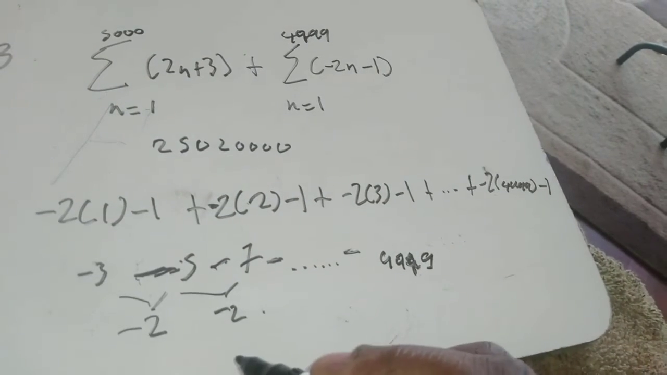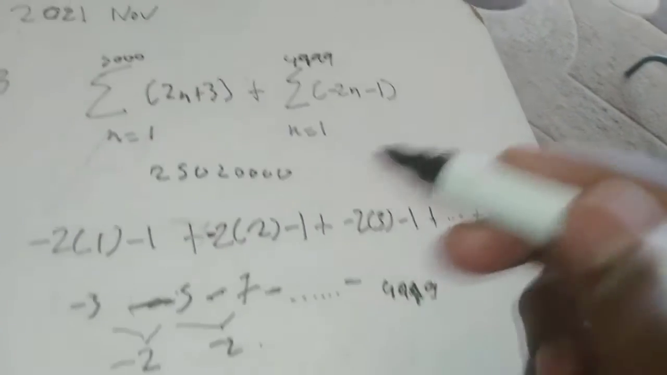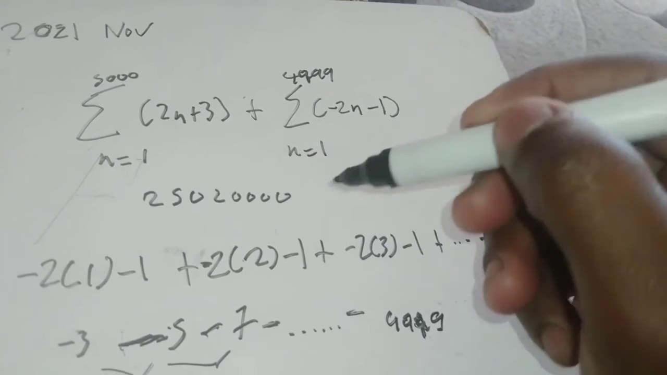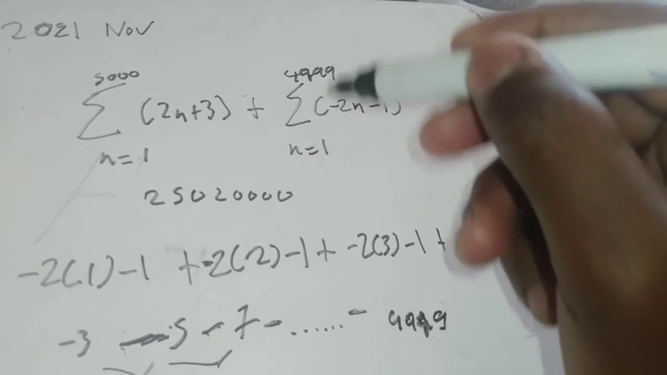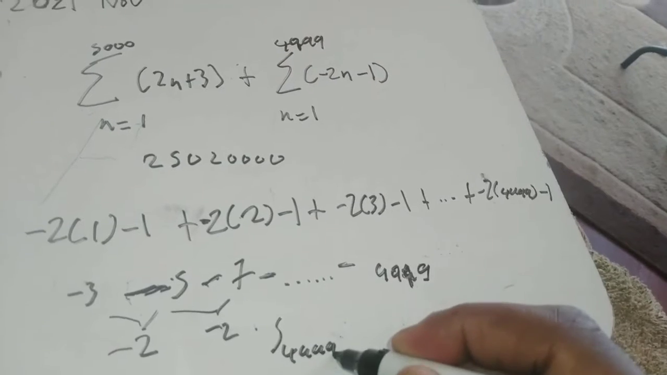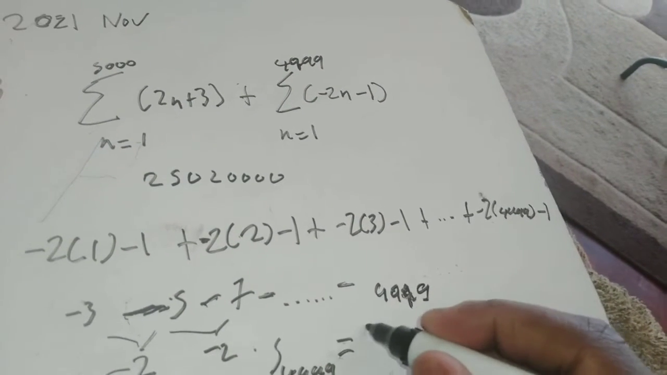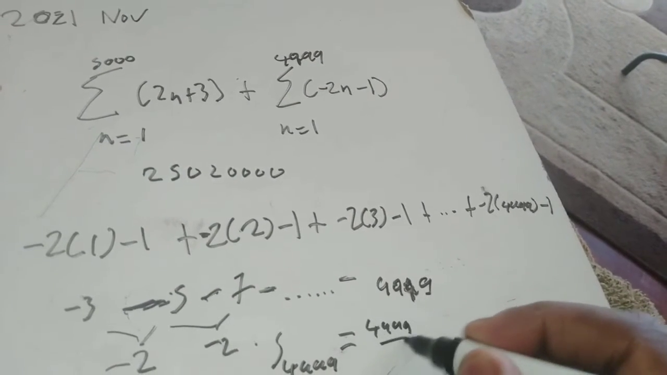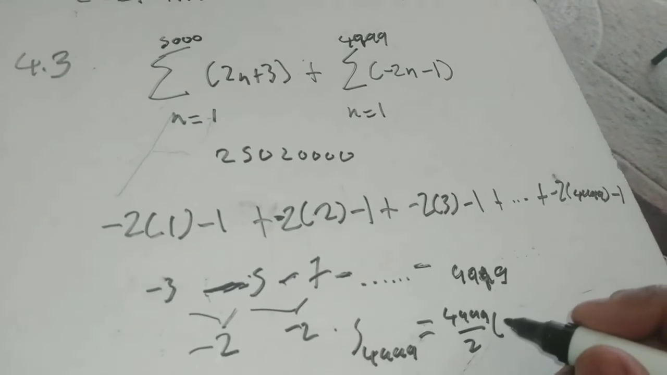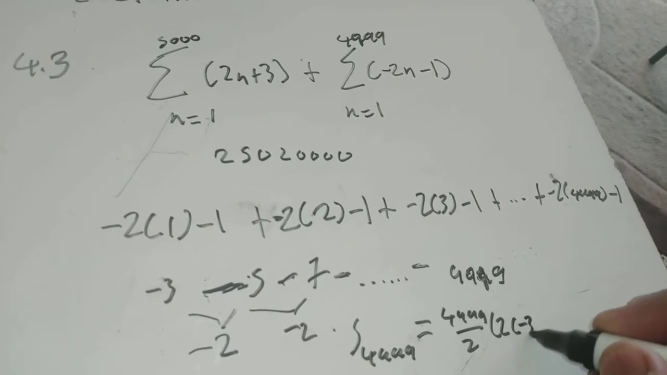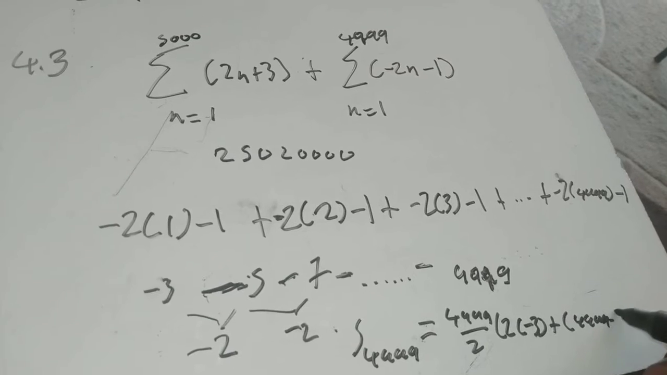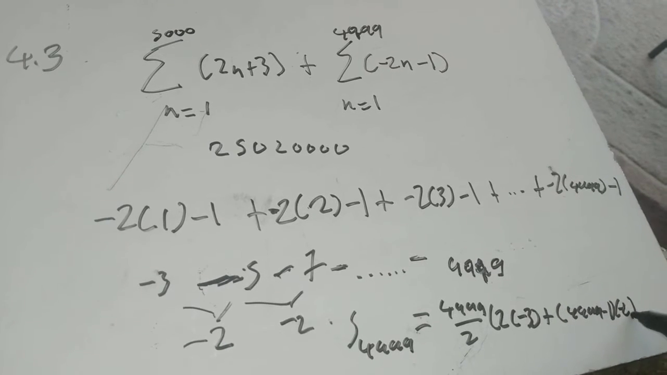So now let's find the sum of the terms. How many terms are there? Top minus bottom plus 1. It will still be the same because it starts from 1. If it doesn't start from 1, it will definitely be different. So the total number of terms is 4999. Now we have 4999 divided by 2 into 2a, which is 2 times negative 3, plus 4999 minus 1 times our common difference, which is negative 2.